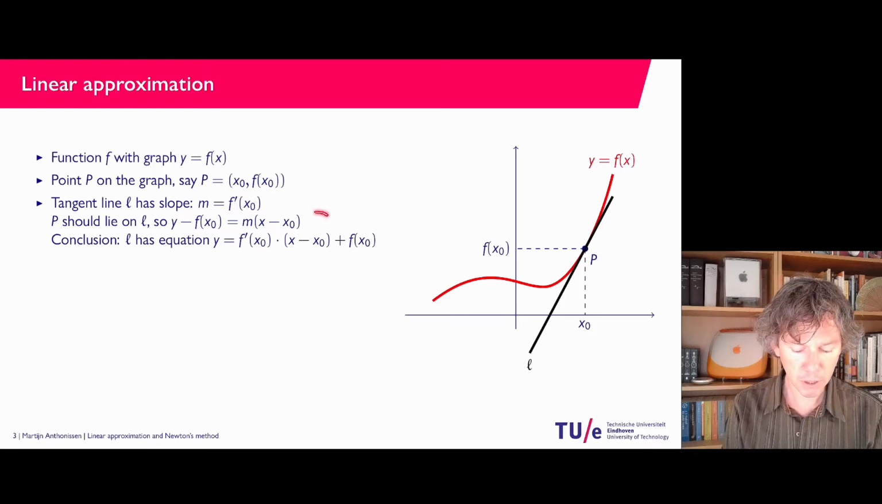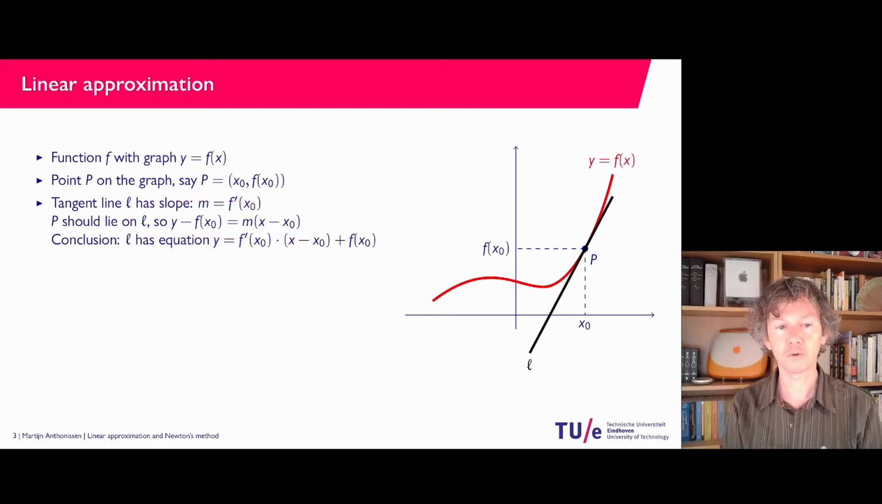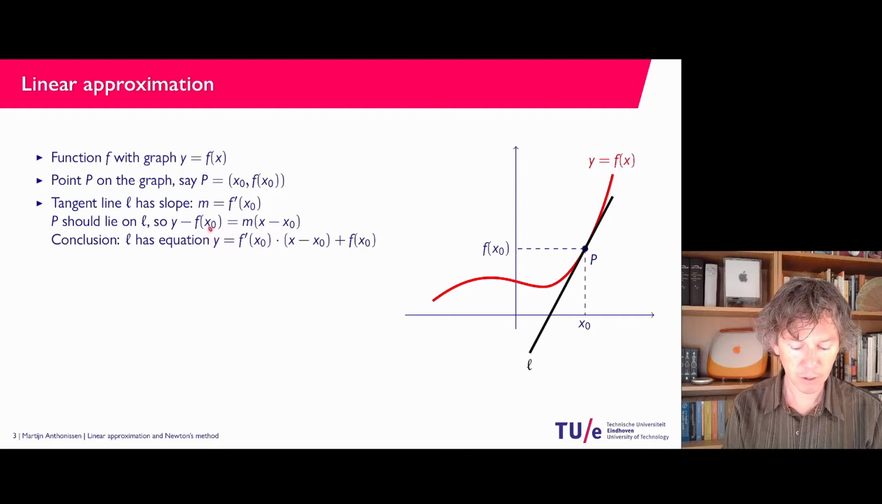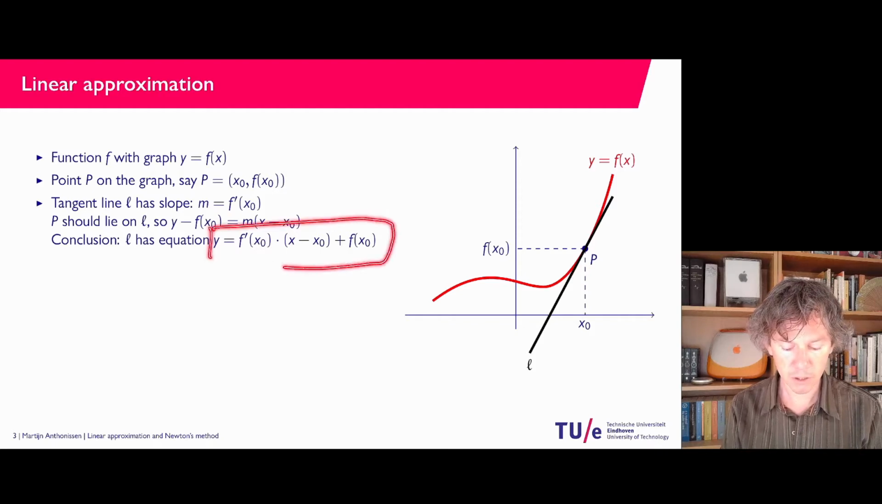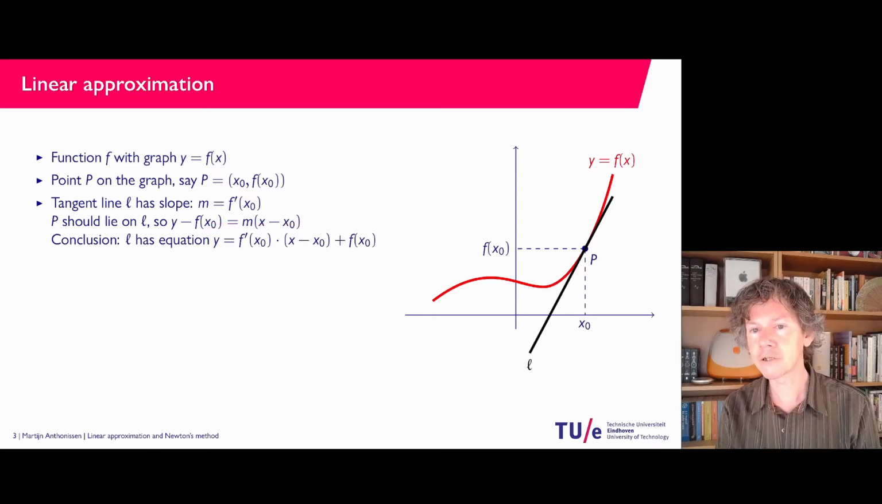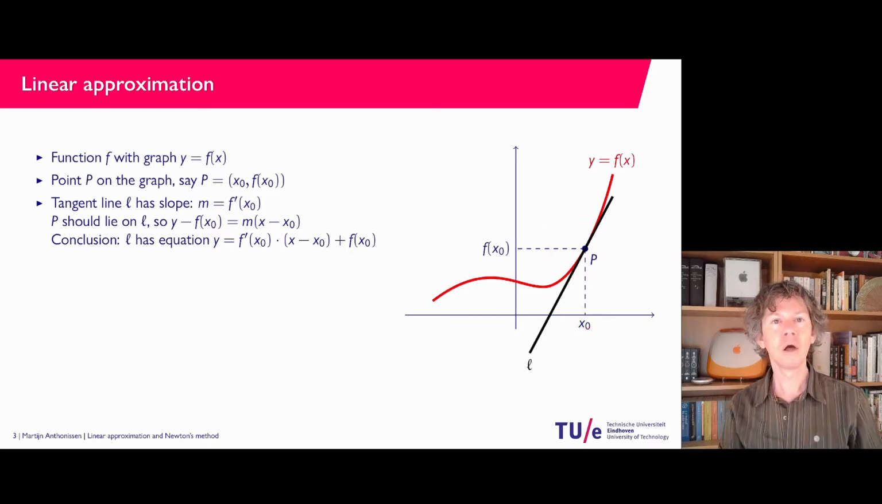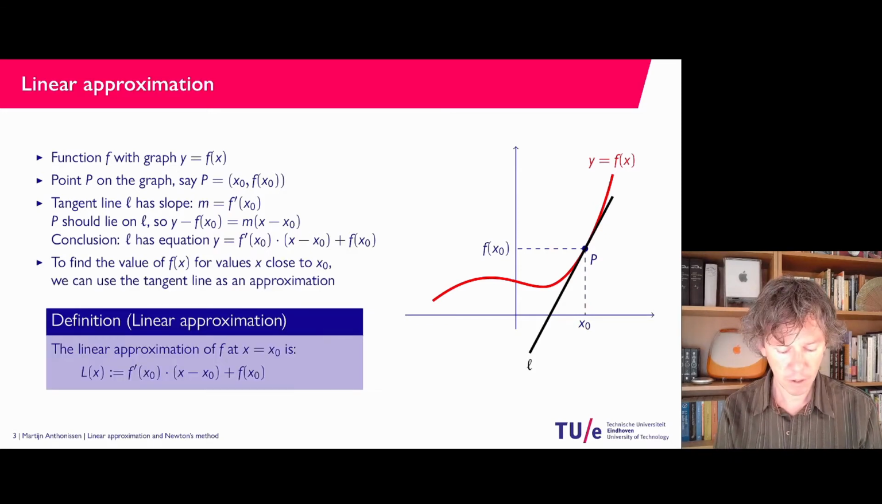Then P is a point that lies on the straight line, so this will be the formula for the straight line. And if we rewrite that a little bit, we see that the straight line has this equation. So it's f prime of x0, that's the slope, times x minus x0, plus f(x0). And now the idea is that locally, if you're close to the point P, so for x values around x0, the black line will be a good approximation of the graph. So we call that the linear approximation.